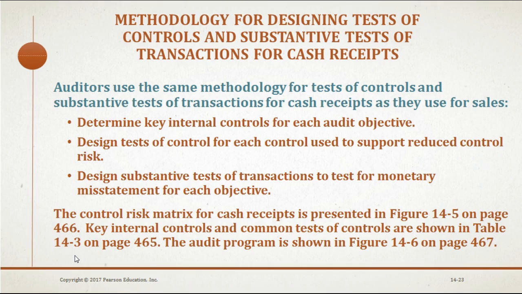A control risk matrix for cash receipts is presented in Figure 14-5 on page 466 of your textbook. An illustration of key internal controls and common tests of controls are shown in Table 14-3 on page 465 of your textbook. In addition, an example of an audit program is shown in Figure 14-6 on page 467 of your textbook.